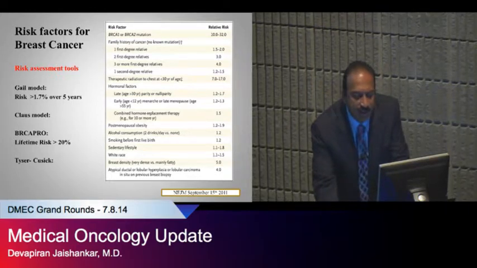Here are some other risk factors. We talked about radiation out there, very high relative risk, and so on and so forth. Some of these hormonal factors are well known. What I want to bring attention to is right here at the bottom.